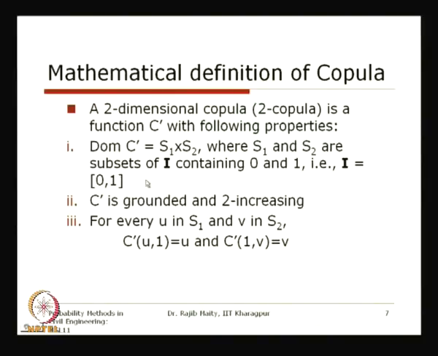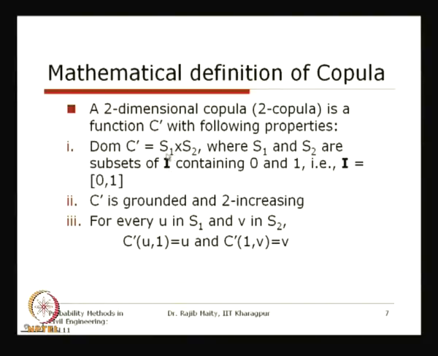This is basically what is meant by this mathematical notation. The domain of the copula C, for a 2-copula, is a subset of the unit square, which is made by 0 to 1 in one direction and 0 to 1 in the other direction. This boldface I is the notation we will be using again.